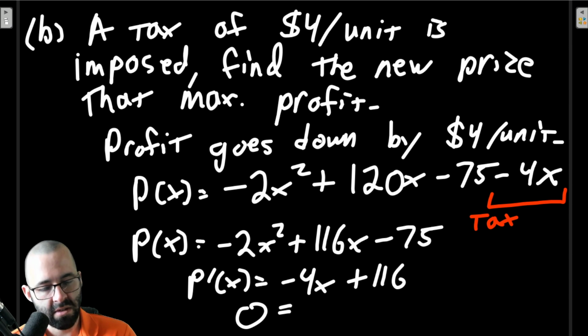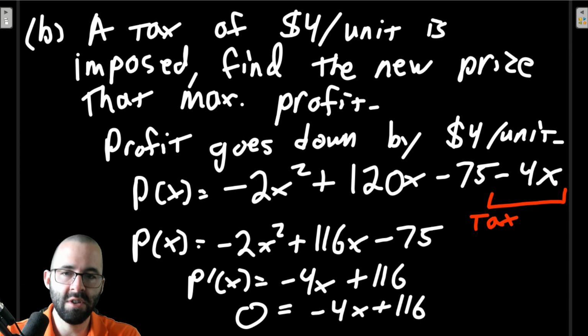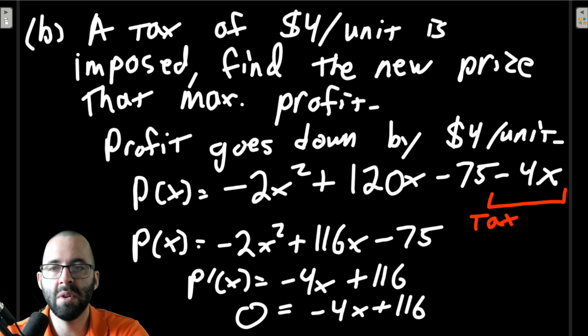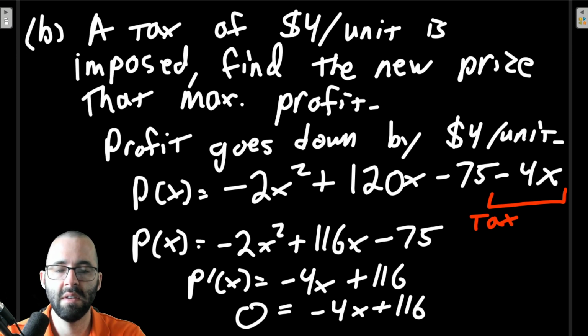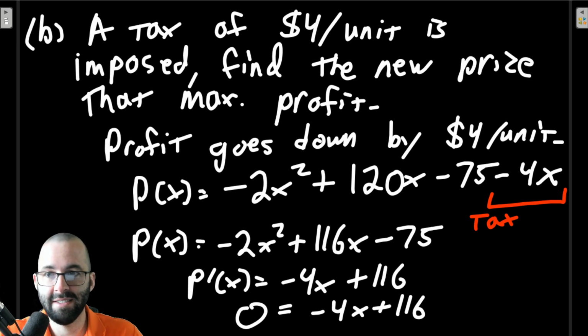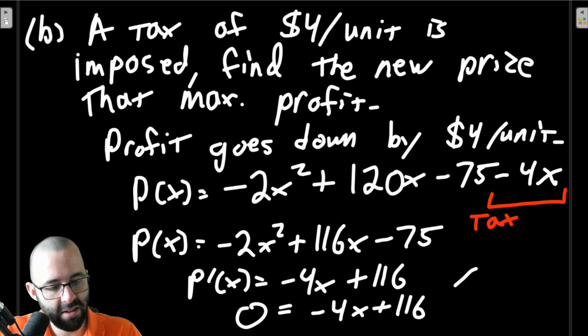Set it equal to 0. Solve it, and you should get 116 divided by 4, which is, oh my word, my calculator is failing me. $29. Thank you, Google. Would have been just faster if I did it in my head.